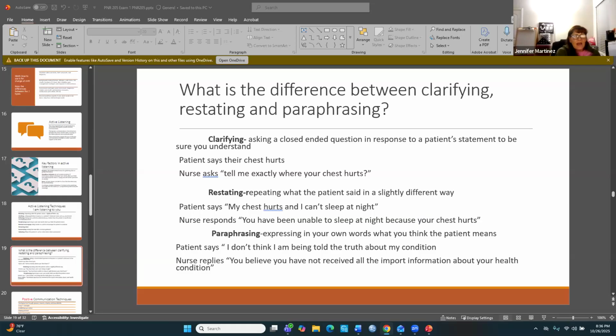That's restating. And then paraphrasing is putting in your words what you think the patient means. So they say, I don't think I'm being told the truth about my condition. And we can reply, you believe you've not received all the important information about your health condition, right? So they're very similar but different, all right?